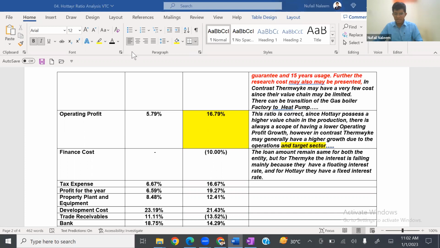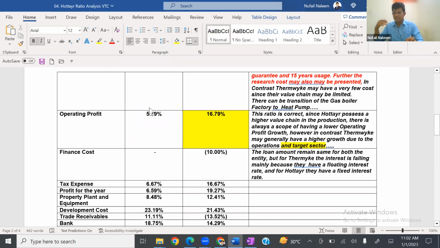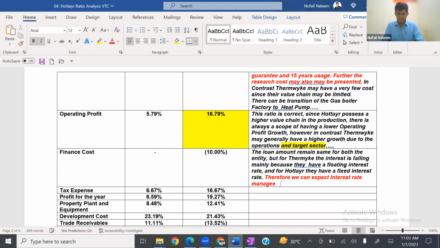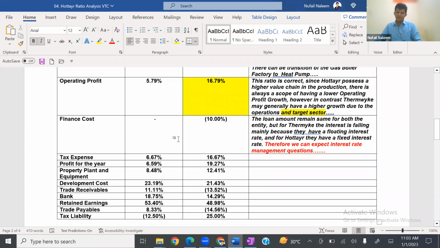So I'll just write down a small technical point so that you will be a little bit vigilant in your examination. Therefore, we can expect interest rate management questions. Correct, no, students? Interest rate management questions. Students, I believe everyone is clear with that. Can I get a confirmation from you all in the chat box if it is fine?